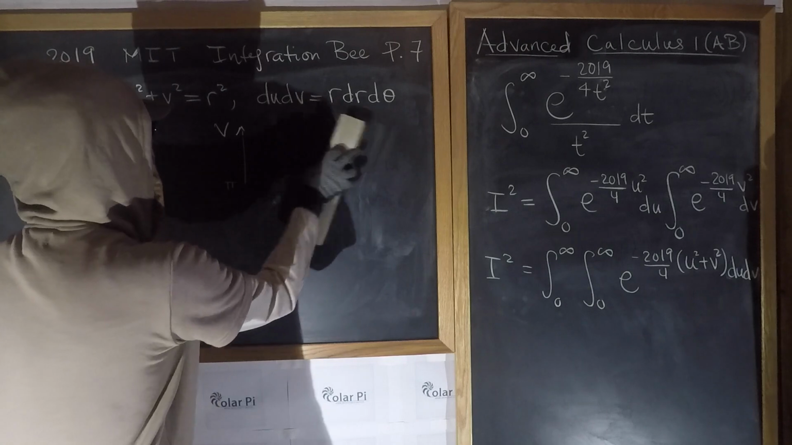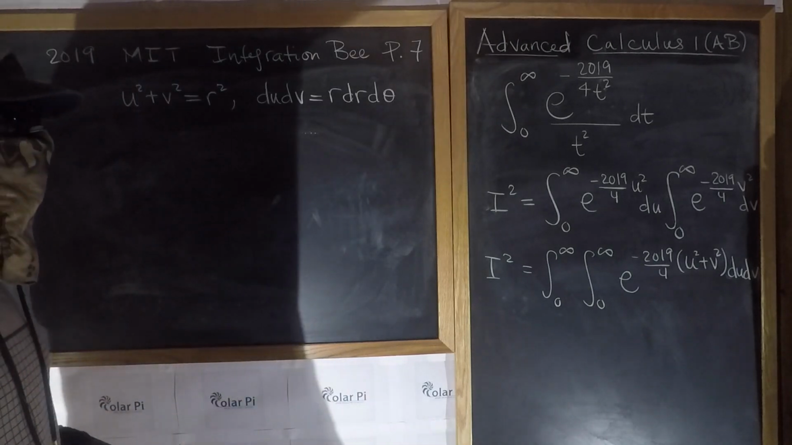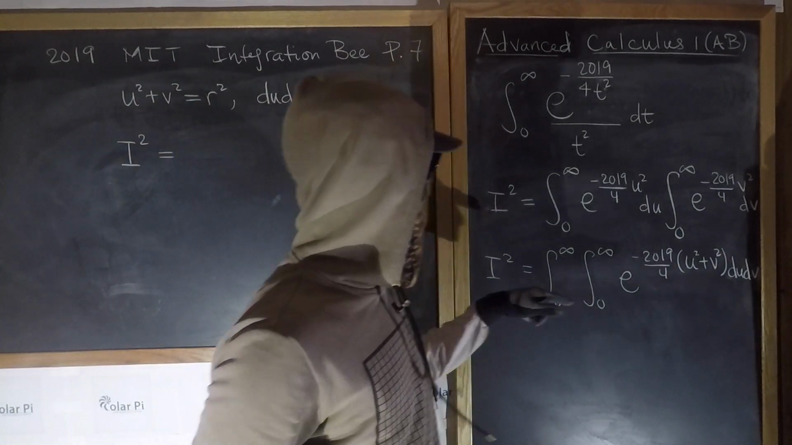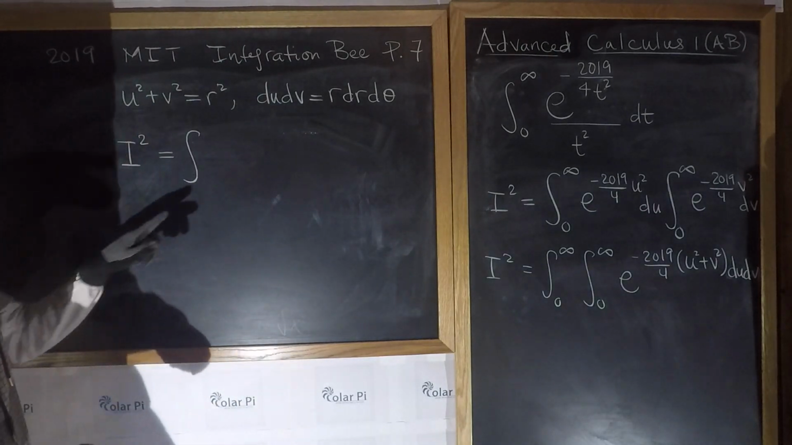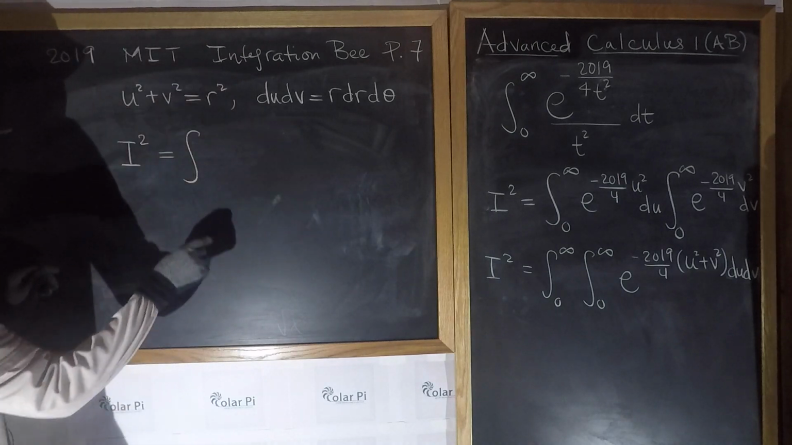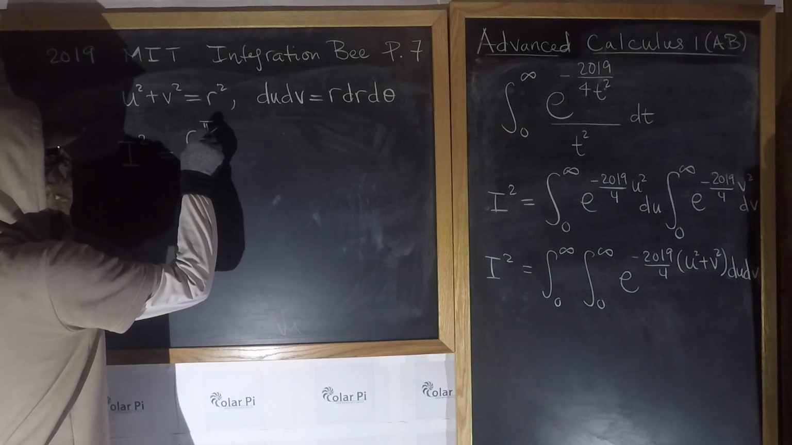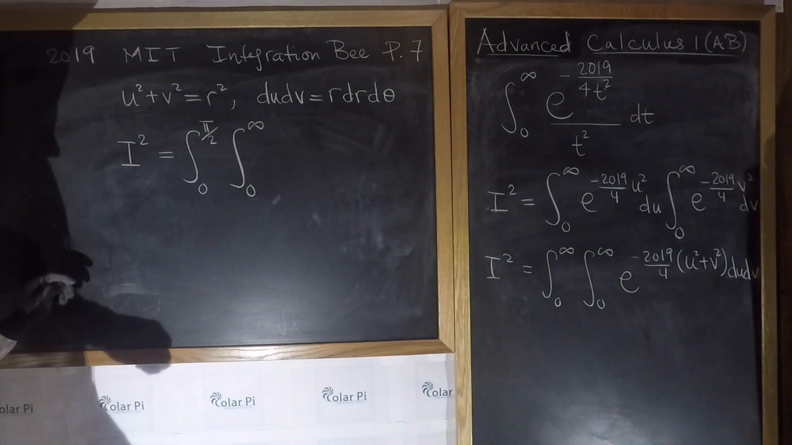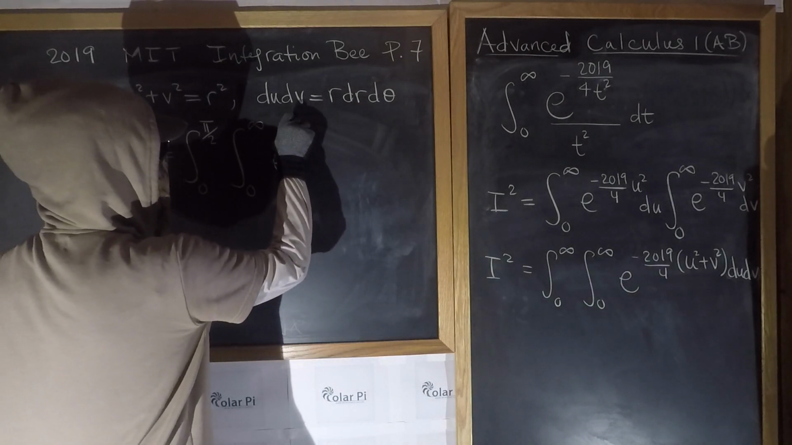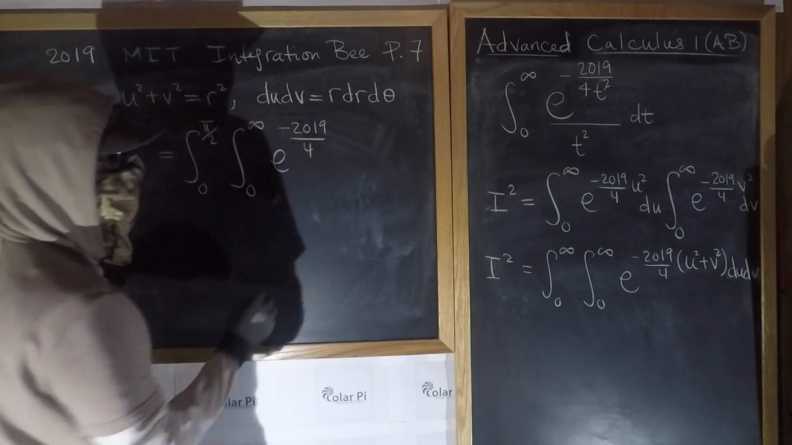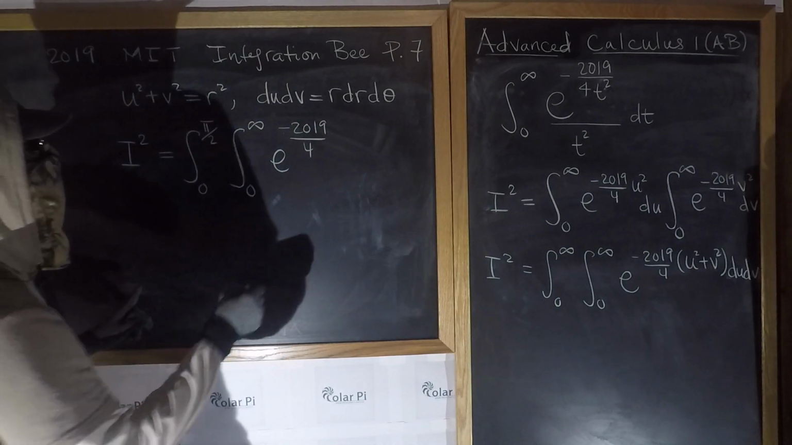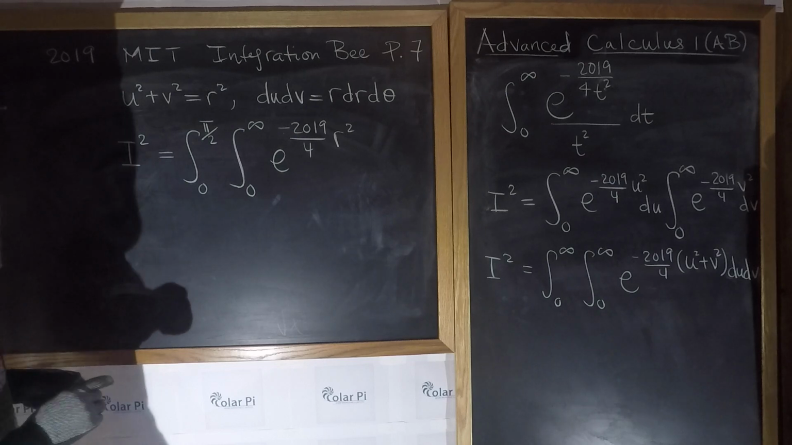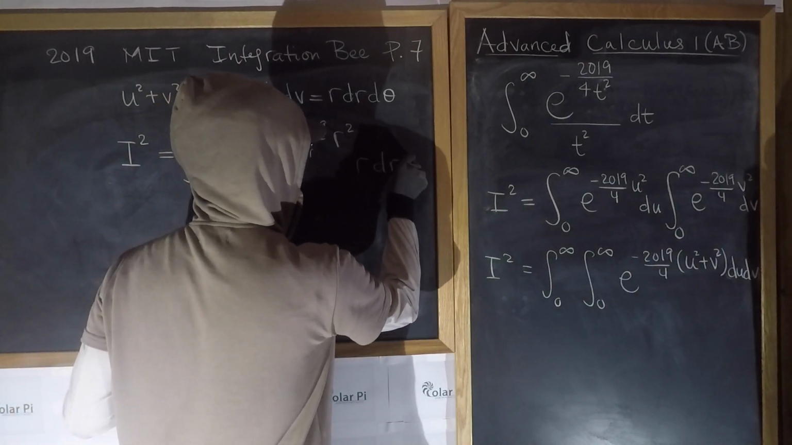So if we do both, then I squared is going to equal... first, sorry y'all, what's the order here? Theta comes in last, so 0 to pi over 2, that's what I was trying to figure out. And then 0 to infinity for r, and then we have e to the minus 2019 over 4 times, instead of u squared plus v squared, now we have r squared. And then we have, instead of du dv, r dr d theta.